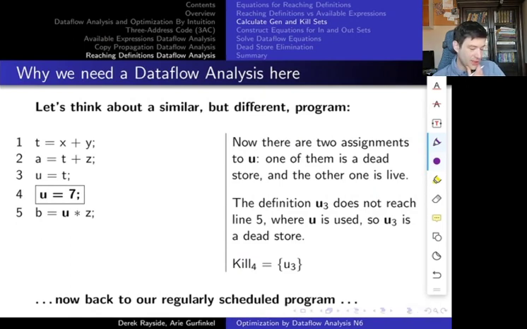Here's an example of where we would need to have a reassignment. For example, if we add an extra assignment to U at line 4, then of course it means that this definition, U3, does not get to here because it is being redefined at line 4. And so then we would say that at line 4, the kill set would include U3. But since no variable is reassigned, we don't have such a thing.